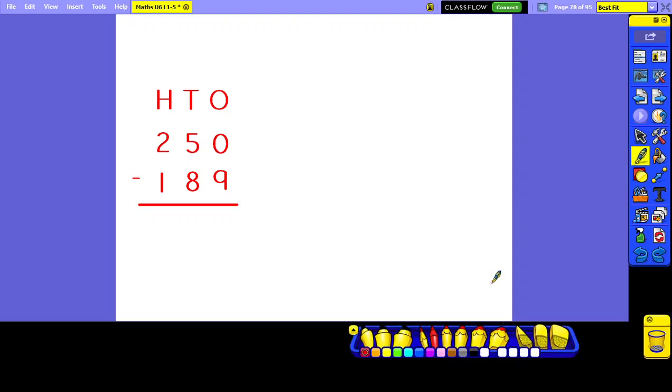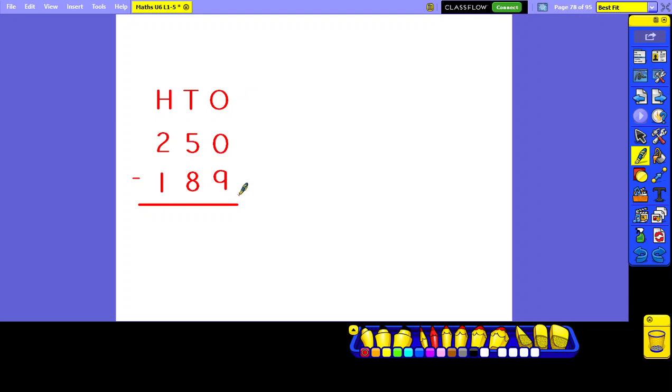So here we've got our amounts converted into a 3-digit number. I've converted them to all pence. So £2 and 50 is 250 pence and £1 and 89 pence is 189 pence. And clearly when we subtract, my bigger number goes at the top and my lower number goes at the bottom because I need to take that away from the top number.